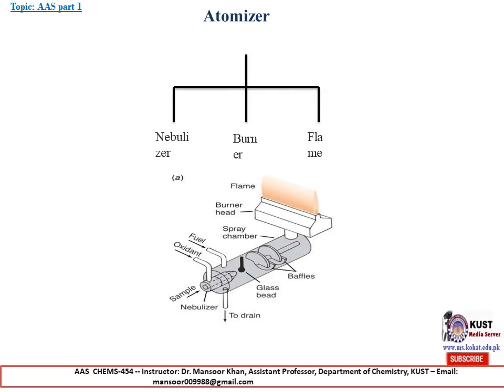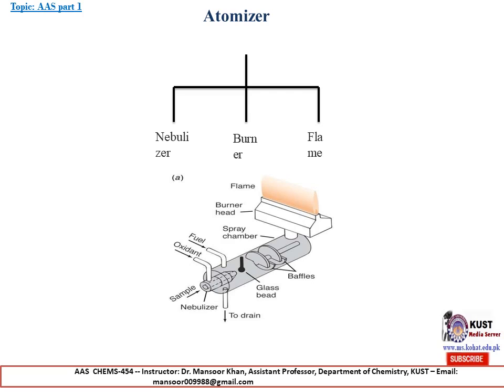The next important portion of the instrumentation of atomic absorption spectroscopy is the atomizer. The atomizer is that portion of the atomic absorption spectrometer which converts the sample solution into neutral gaseous atoms. That's why it is called an atomizer. An atomizer consists of three portions: nebulizer, burner, and flame. The diagram of the whole atomizer is given below.